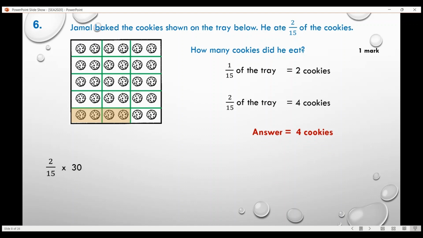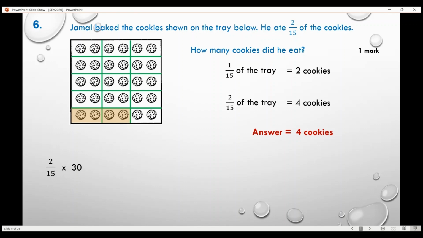So 2/15 of 30. And we got 30 because there are 30 cookies in all, 6 fives are 30. And now, is there anything that can cancel or break down or reduce? Well, 15 and 30, do they belong to the same tables? Yes, they do. They belong to the same tables that your teacher does with you regularly.